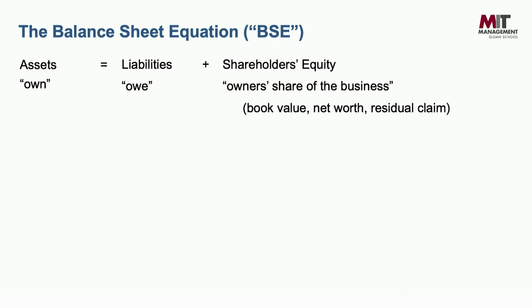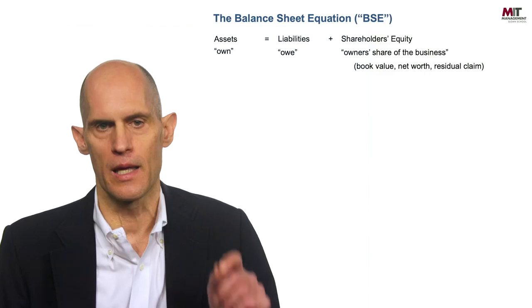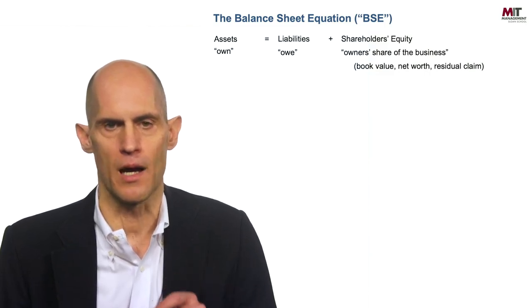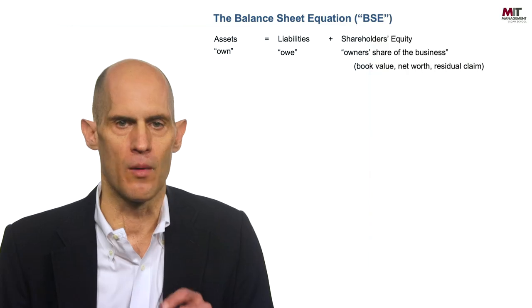And there are a lot of synonyms here. Shareholders' equity is sometimes called book value, sometimes called net worth, sometimes called residual claim, and we'll make clear in a second why. So what this says is that assets equals liabilities plus shareholders' equity, A equals L plus SE.